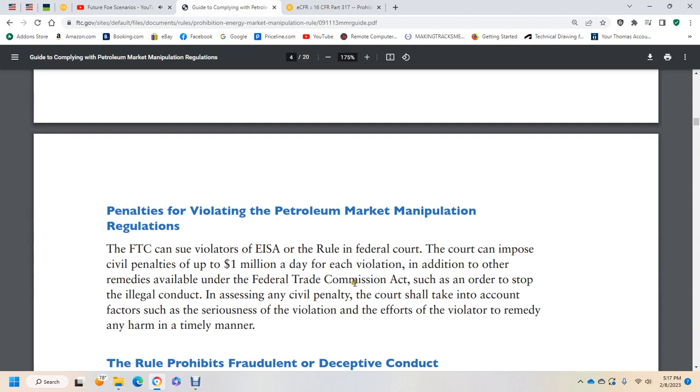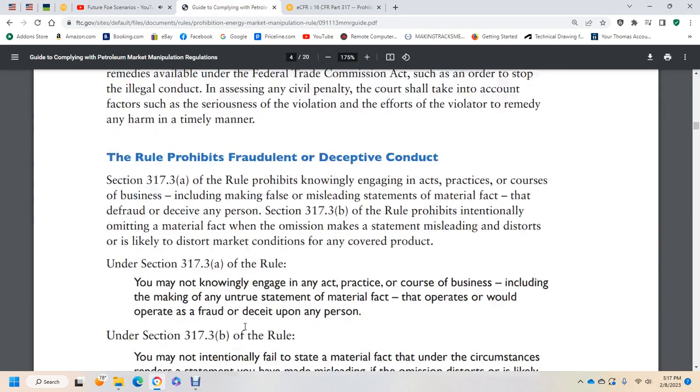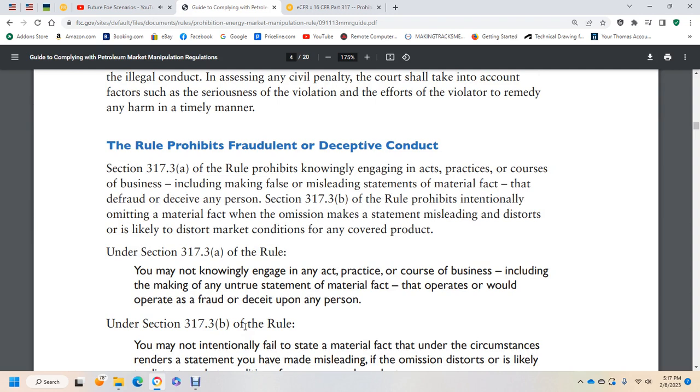The Federal Trade Commission Act also allows the court to issue orders to stop the illegal conduct. In assessing a civil penalty, the court shall take into account factors such as the seriousness of the violation and the efforts of the violator to remedy any harm in a timely manner. The rule prohibits fraud and deceptive conduct.